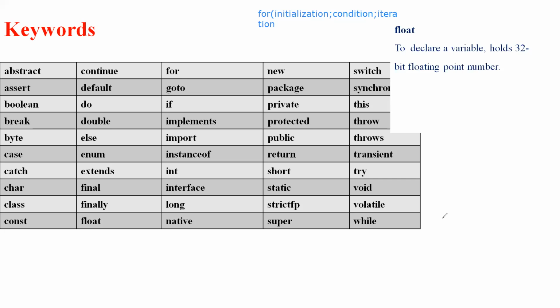So next we have float. We all know that float is a data type which holds a single precision floating point value. So by using this float, we can declare single precision 32-bit floating point numbers.